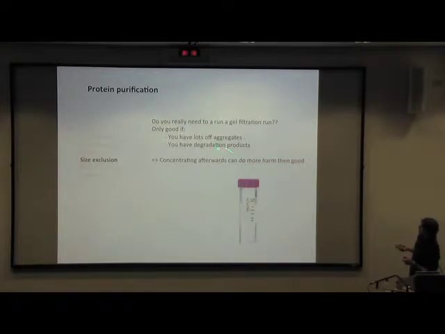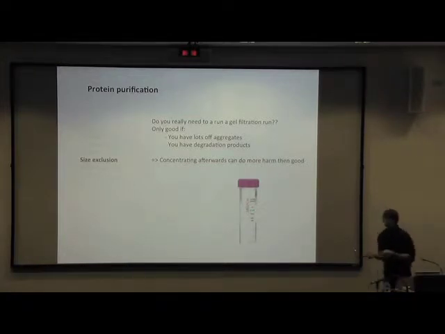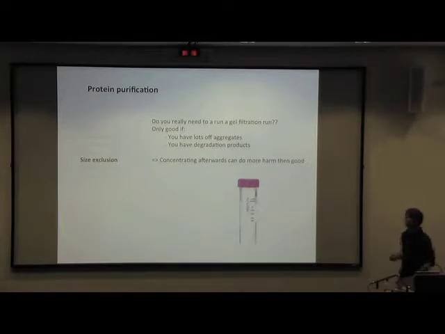Obviously, in some cases, if you do have lots of aggregates, it's worthwhile doing it. But then you need to make sure that after you concentrated it, you did not introduce new aggregates. So you go through the job of getting rid of them, and then you make new ones. The other one, if you do have degradation products, in some cases it's the only way to get rid of them, and not even completely. They might overlap, and then you may need to cut part of your peak. So that's another thing. I don't know if I'm coming to that.